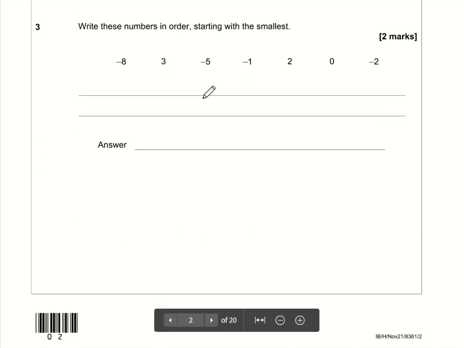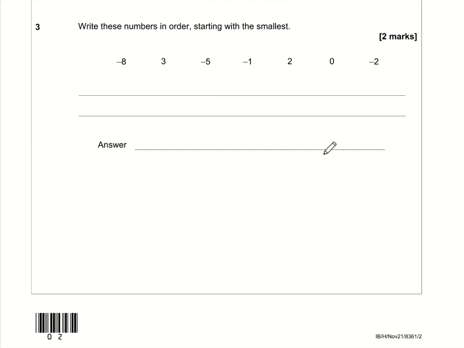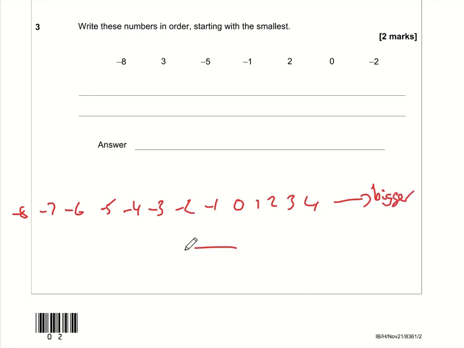Okay, so number 3, write them in order starting with the smallest. So if you're struggling with this, the negative numbers will cause a problem, then do a number line: 0, 1, 2, 3, 4. So there should be no issues going upwards in this direction. This is the direction we need to think about: minus 2, minus 3, minus 4, minus 5, minus 6, minus 7, minus 8. So we know if we're going towards the right, we're getting bigger. If we're going in this direction, we are getting smaller.